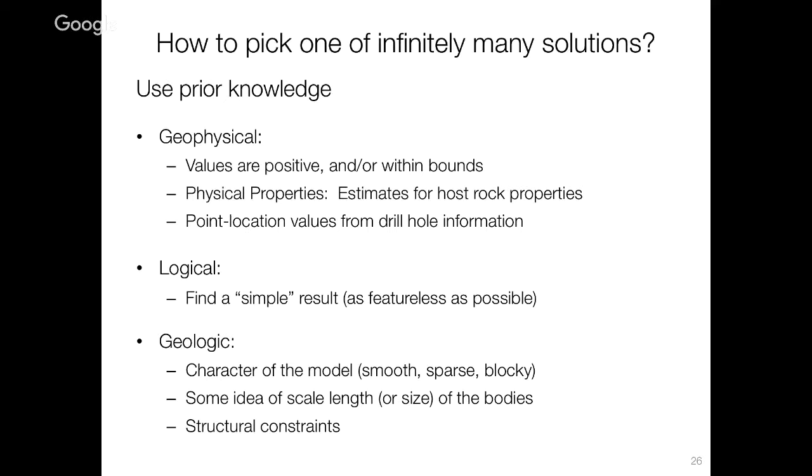And we basically need to have extra knowledge and extra information. And that can come from a whole bunch of ways. There could be geophysical knowledge. Maybe you know values are positive or within some bounds. So you've got a physical model there, let's say seismic velocity. They've got to be positive, you can't have negative velocities, and they're within certain parameters. Okay? So that's a possibility.